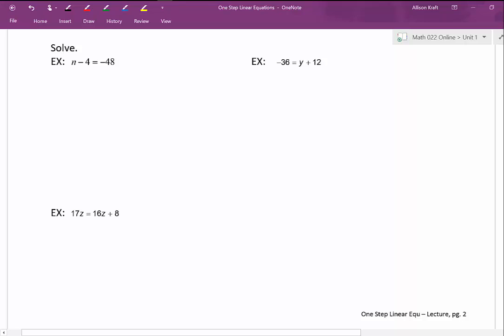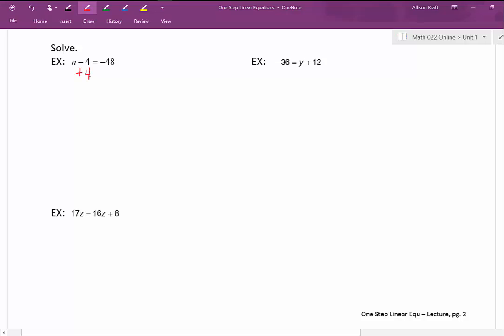Let's solve n minus 4 equals negative 48. My goal is to get a variable all by itself with a coefficient of 1 on one side of the equation and a number, a constant, on the opposite side of the equation. Right now, n is not all by itself. It has a minus 4 there. I want to eliminate the minus 4. To eliminate the minus 4, I'm going to do the opposite operation. I'm going to add 4.